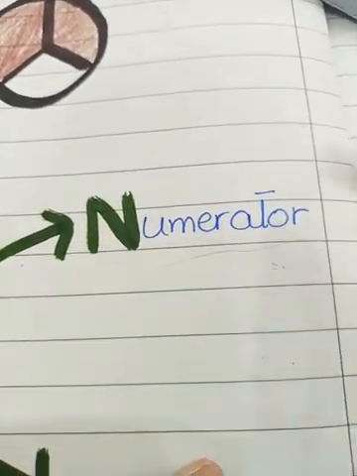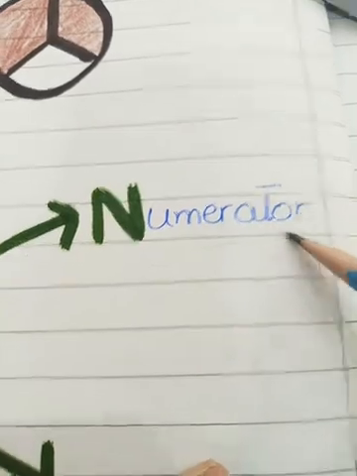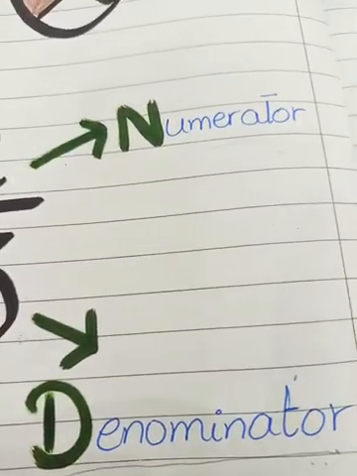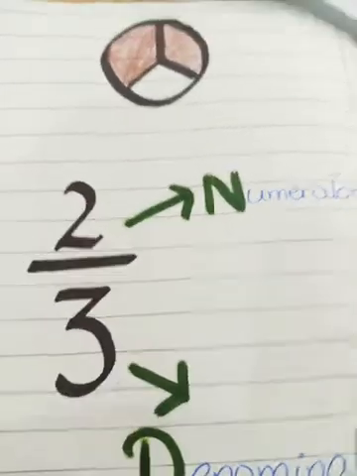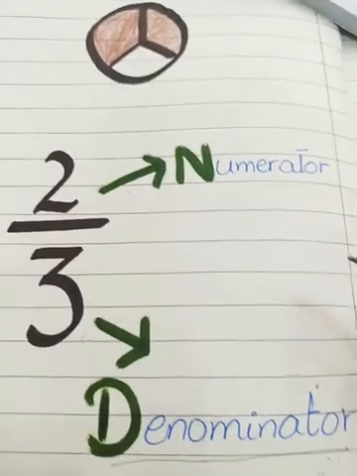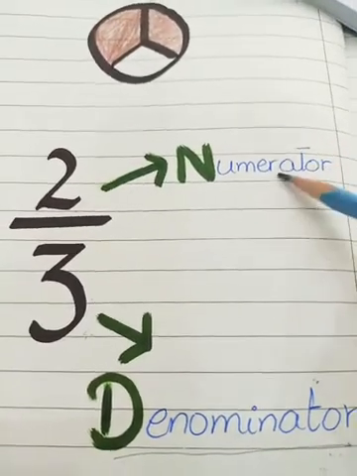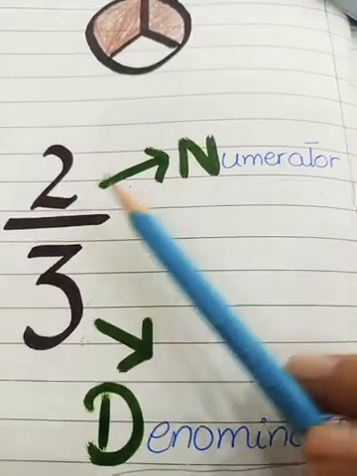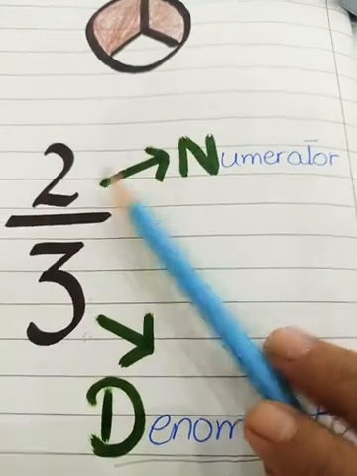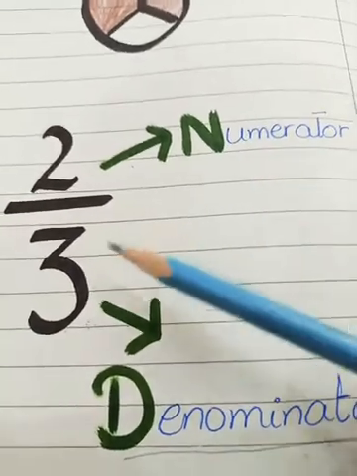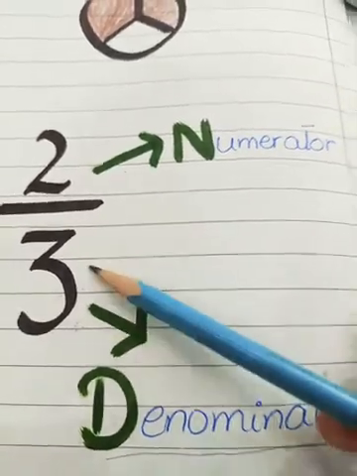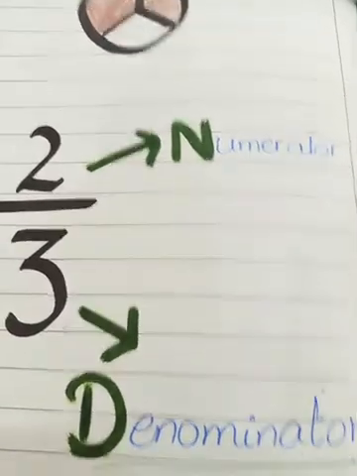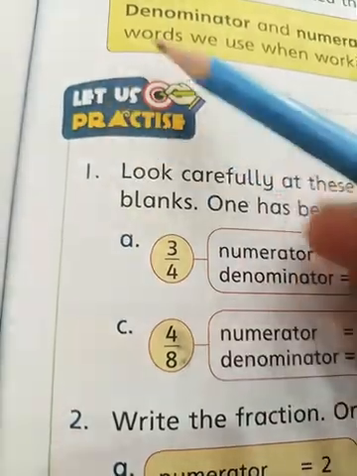Okay students, numerator and denominator are the 2 important words that are used with fractions. So dear students, you are going to learn these 2 names by heart very quickly. Read it, students. The upper value is numerator, and the lower value, the total amount, is denominator. Okay students, let's practice it.